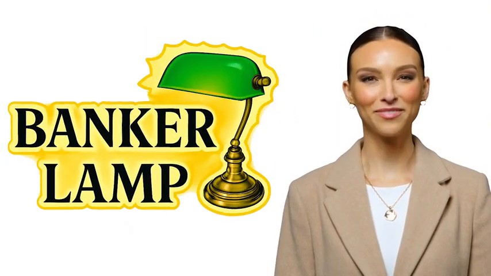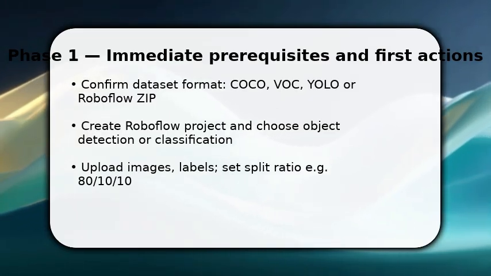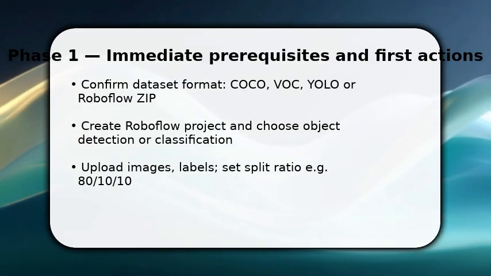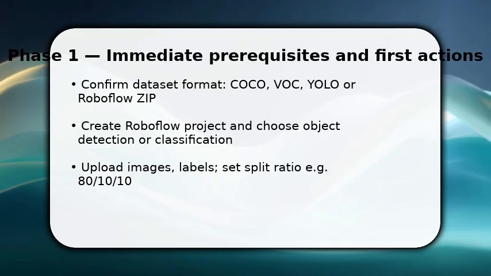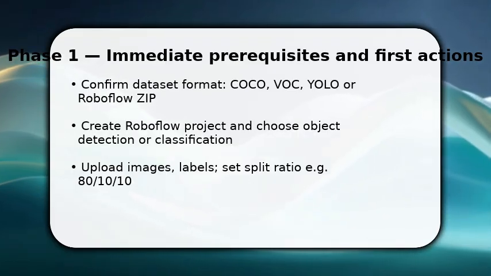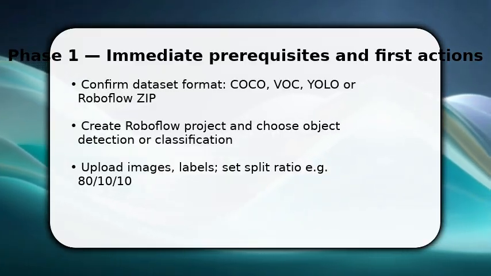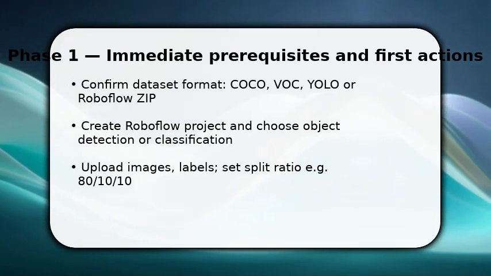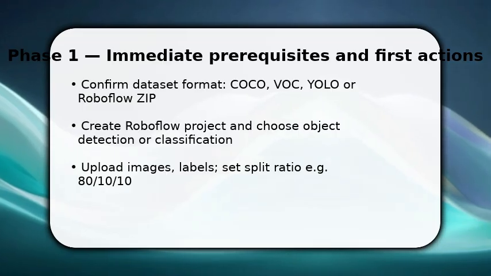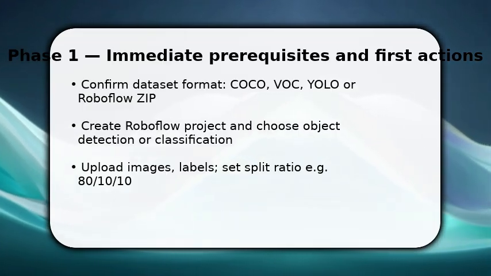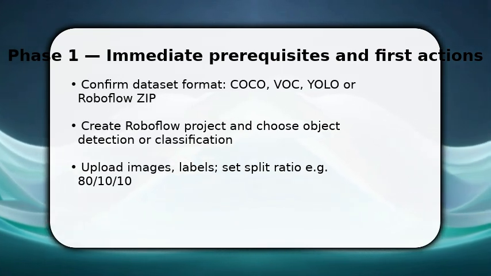Please enjoy the video. You start by preparing only what Roboflow needs, labeled images and a chosen format. Upload directly into a new project, pick detection or classification based on your goal. Once done, set your train/validation/test split, for example 80/10/10, and enable augmentation presets if you want robust results. Make sure to select the correct annotation format so exports match your training pipeline. This first step gets your data organized and reproducible, which saves hours down the line.